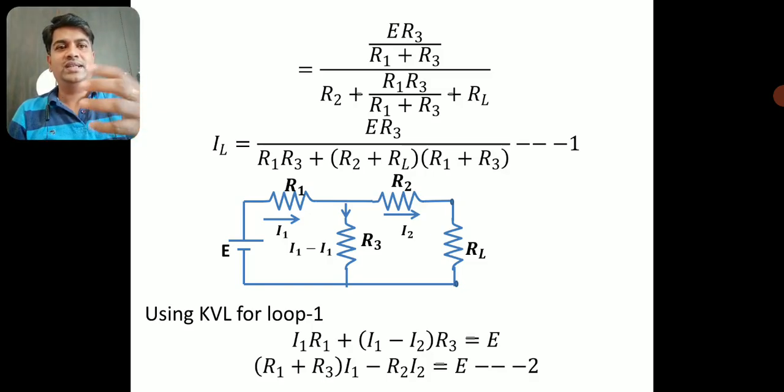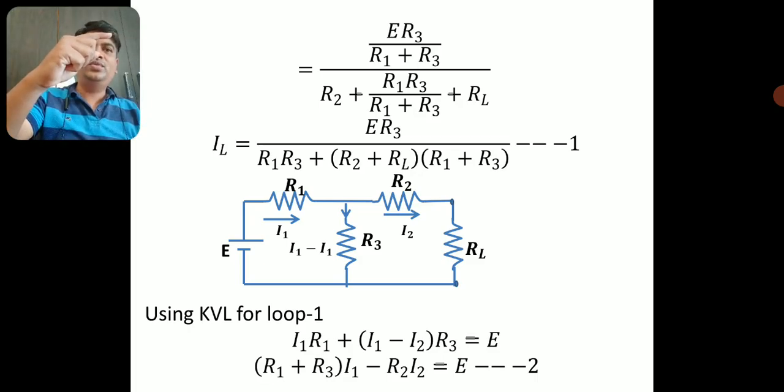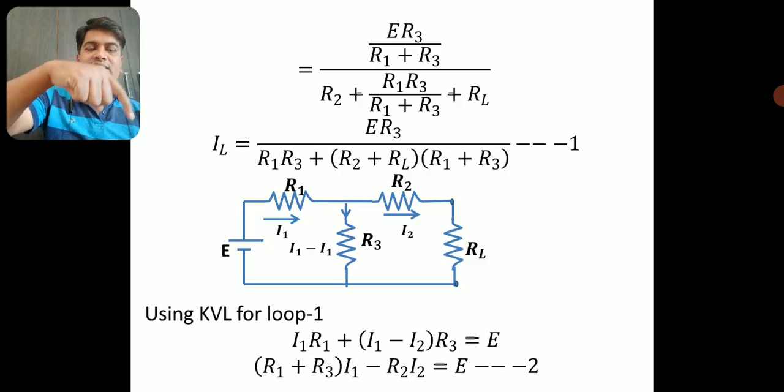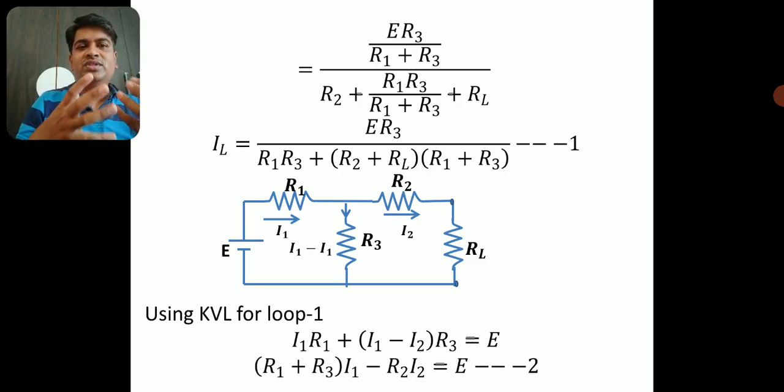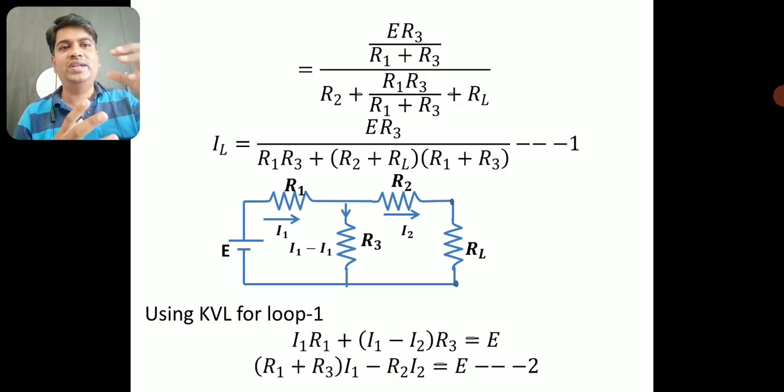So it is minus I1 minus I2 into R3. Then I get R2. In R2 the current is in my direction. I will go to RL. The current is in my direction, so both are plus. R2 and RL are plus. It is the same current I2. So it is I2 into R2 plus RL.